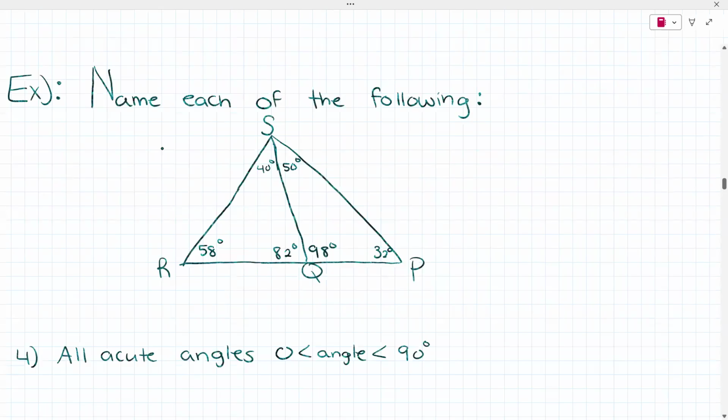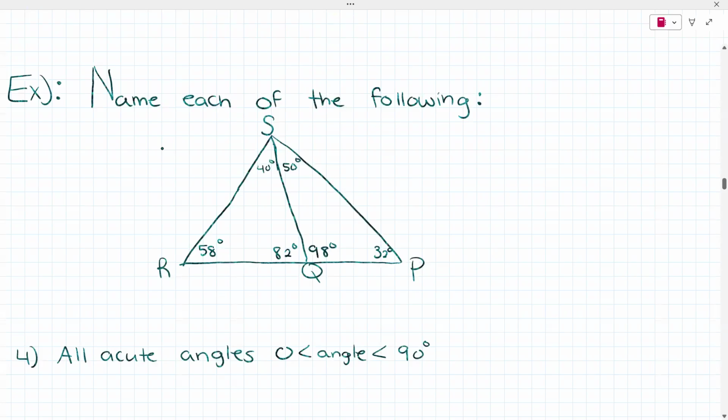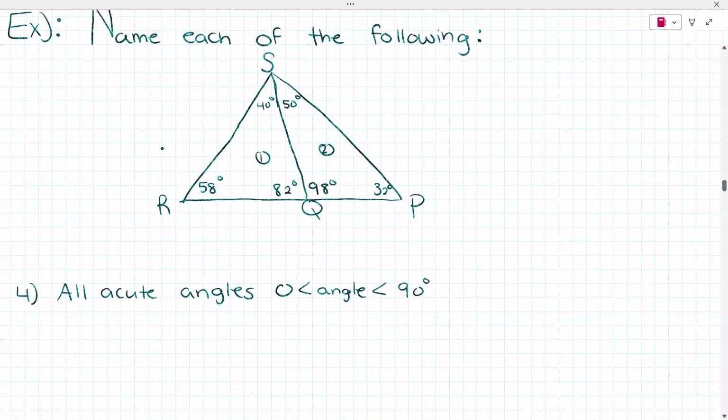So let's do another example. It says, name each of the following. If you have this triangle, you have three triangles, right? Do you see three triangles? You could do this triangle, and then the main triangle is the third one. Number four says name all the acute angles from 0 to 90. So acute is less than 90. If you just want angles that are less than 90, angle 40 is less than 90, 58 is less than 90, angle 82 is less than 90, 50, and 32.